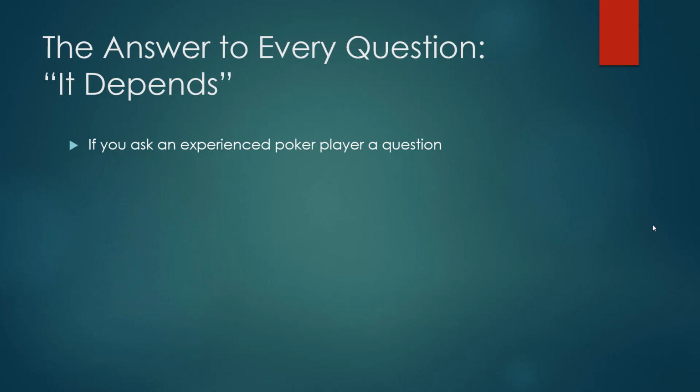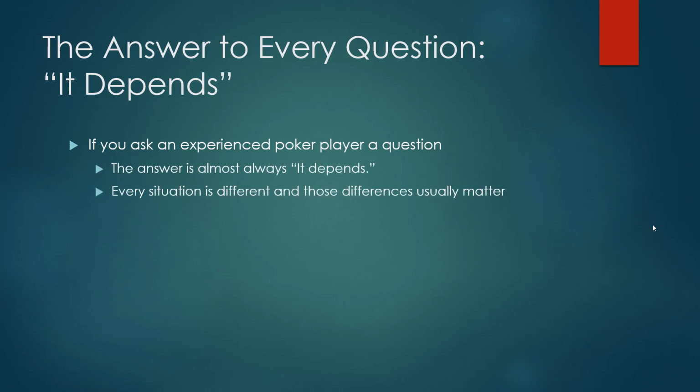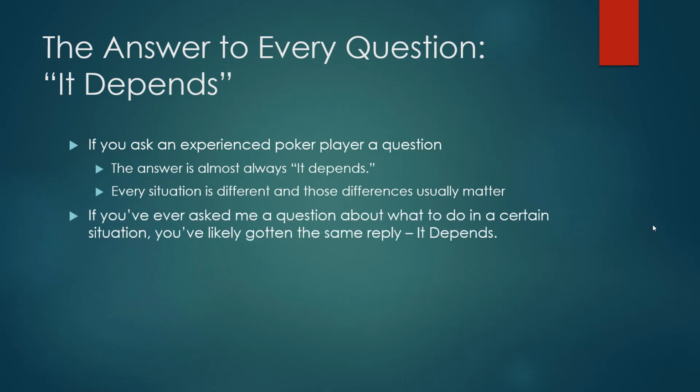But if you go ask an experienced poker player, hey, how would you play this hand? They're almost always going to say, it depends, because it almost always does depend, because every situation is unique, right? Depends on who you were playing against. It depends on what level you're playing at. It depends on your bankroll. It depends on lots of stuff. You're getting the same reply about real estate. It depends, because it really does.